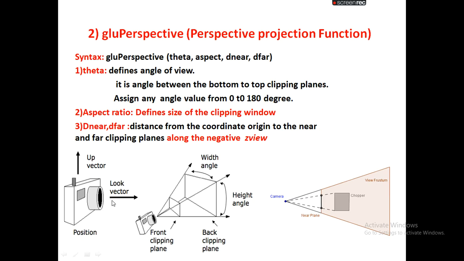Here you can see this is our real camera, and this is our synthetic camera. When we are using a real camera, the look vector is there. This look vector is nothing but the viewing direction. We are viewing this object in this direction. This is called the z-axis value or viewing direction. When you are viewing in this direction, this will become the z-axis, and opposite to the z-axis is the view up vector. This is nothing but the y-axis value.